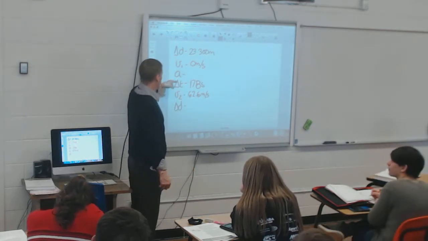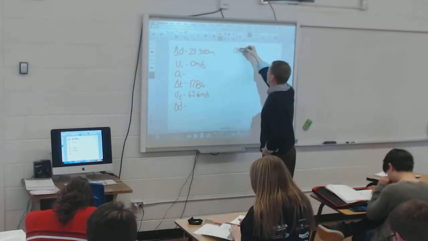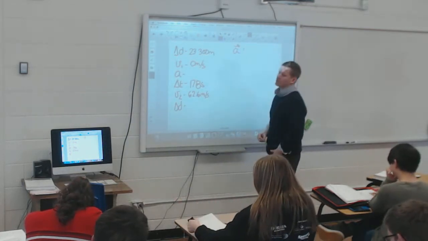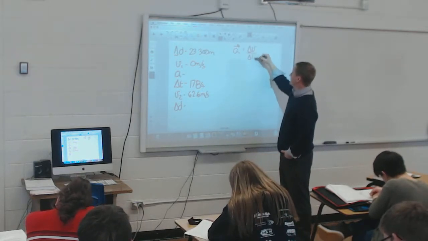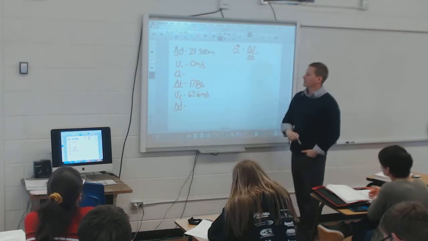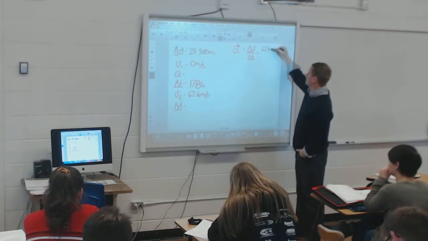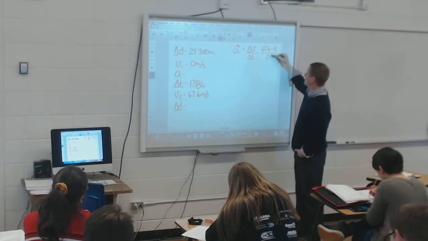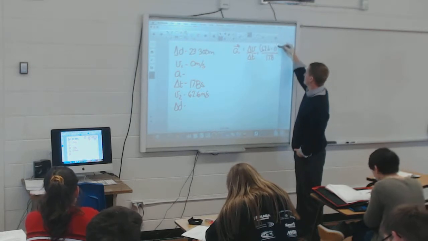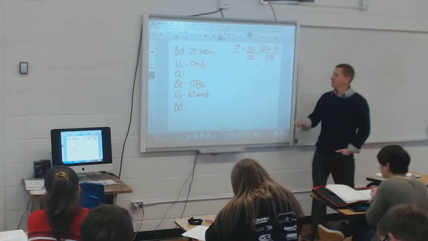So what do I have? V1, V2, and T. I need to find my acceleration. Well, the very first equation that we started with was change in velocity over change in time is equal to acceleration. So I have 62.6 minus 0 over 178. 0.352.